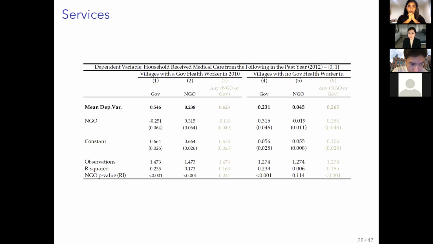When we look at villages that had no government health worker to begin with, we find that when the NGO enters, oh, this is a typo. It should be columns 4 and 5, the numbers should be reversed. So column 4 should say that when an NGO enters, there's no effect on getting medical advice from the government health worker. Column 5 should say that when the NGO enters, they are 31 percentage points more likely to get health advice from the NGO worker.